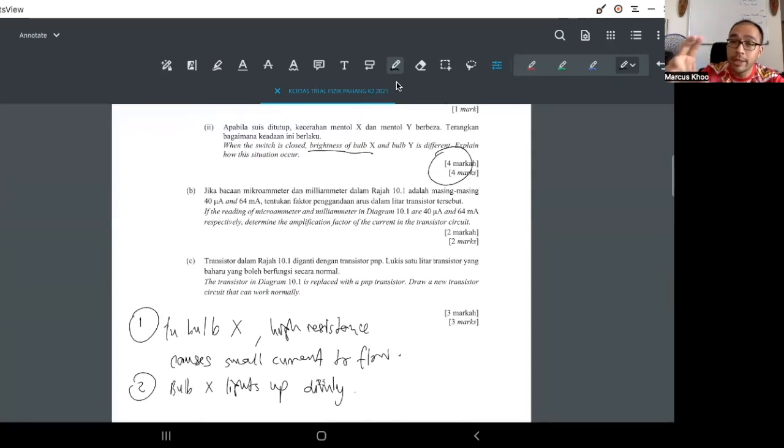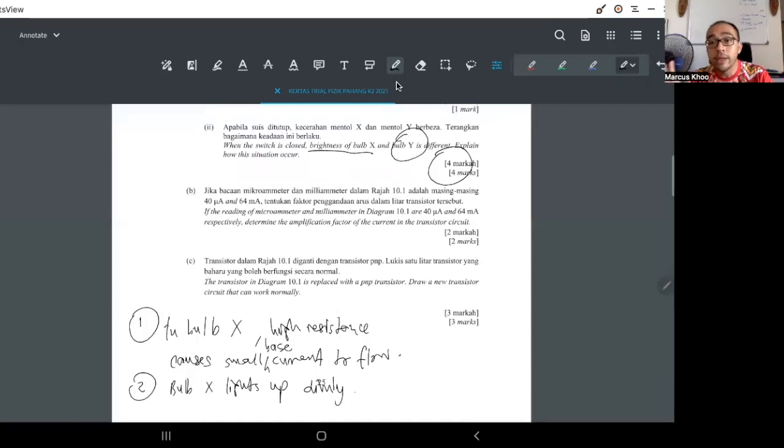Bulb X, the brightness is smaller, or the brightness is dimmer, okay, because of the high resistance that causes a small base current to flow. Okay, sorry, I'm going to add this: small base current to flow. Okay, that's your 2 points.